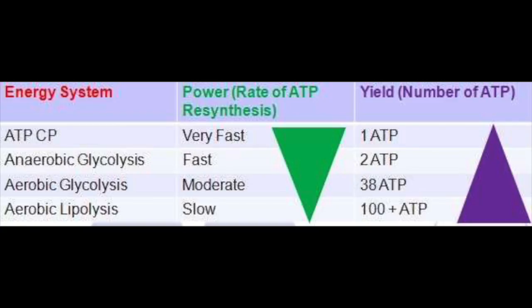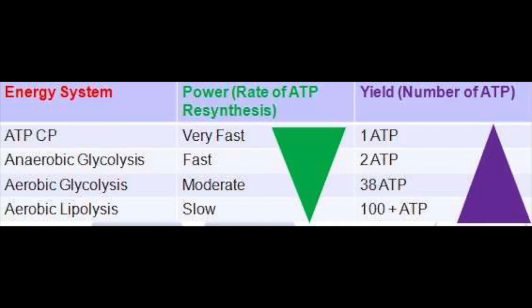But it does so on a 1-to-1 sort of ratio. So we use one molecule of CP to produce one molecule of ATP. So that's why it doesn't last very long. Okay, it only lasts for about 10 seconds. And that's because we run out of those PC stores.